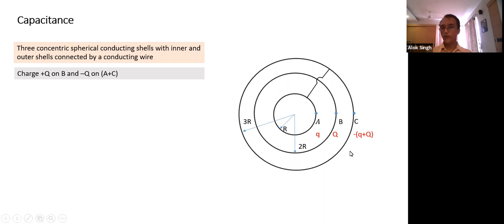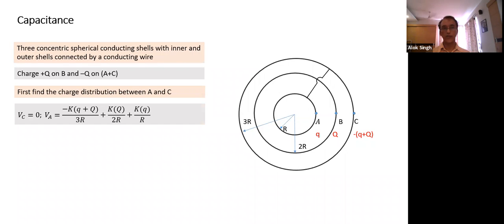How do you find the value of small q? Find the charge distribution between A and C. How do you find charge distribution? By equating the potential of C to A. What is the potential of C? Net charge enclosed is 0, so the potential at C is equal to 0. Potential at A we calculate, and equate it to 0.